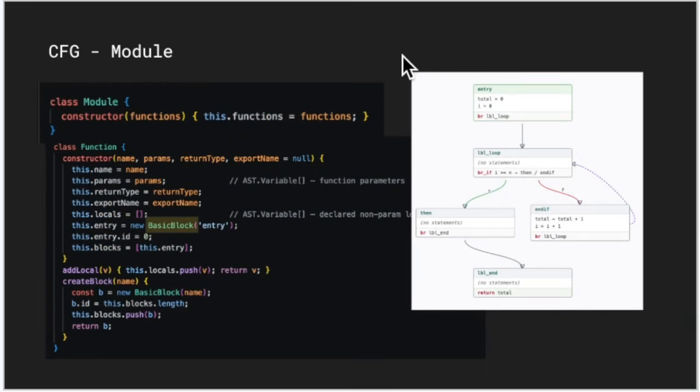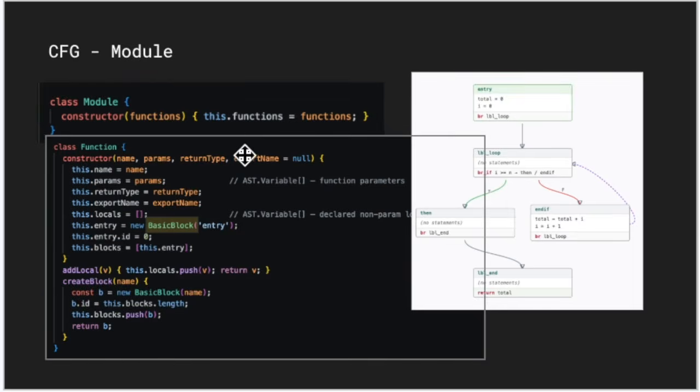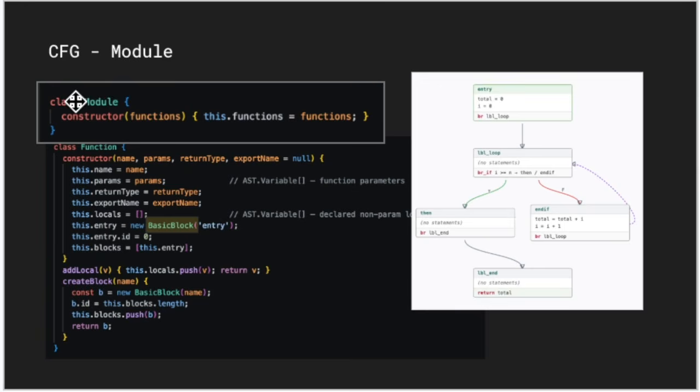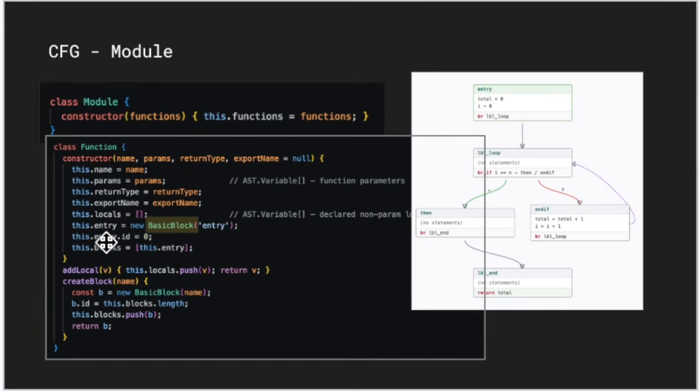The control flow graph splits them up into basic blocks. So the outer layer is essentially very similar. You have the module at the top. Modules are made up of functions, and functions also have parameters, return types, names. The interesting bit here is that function bodies are made up of blocks.